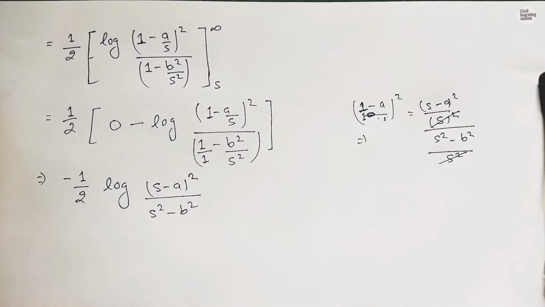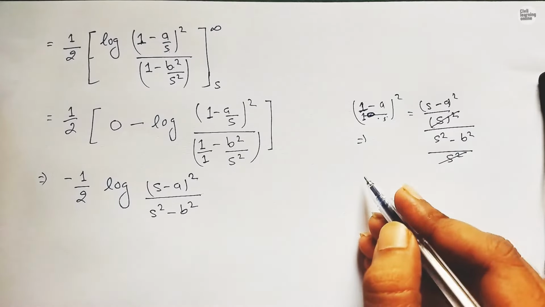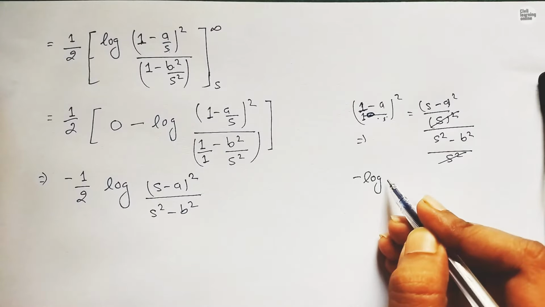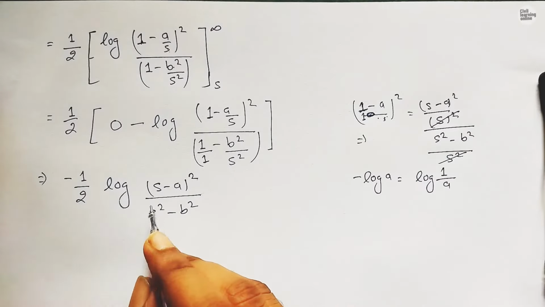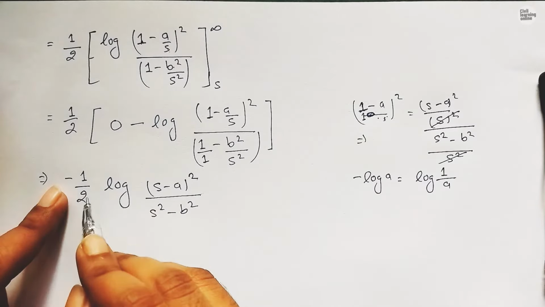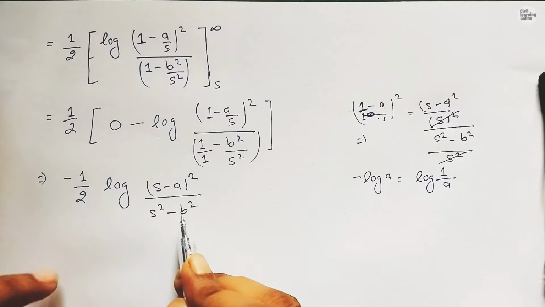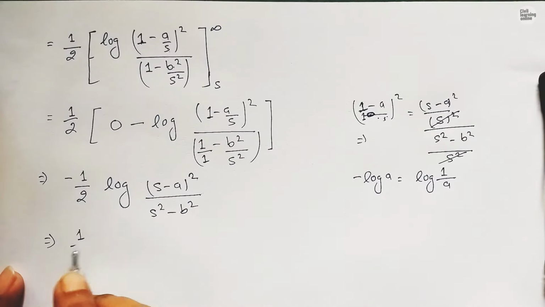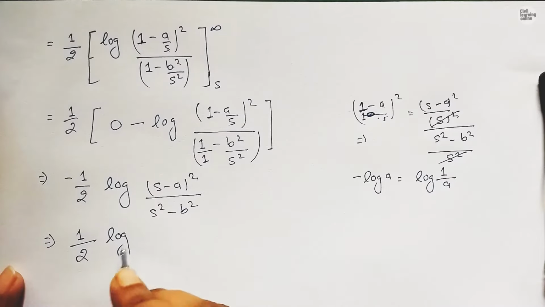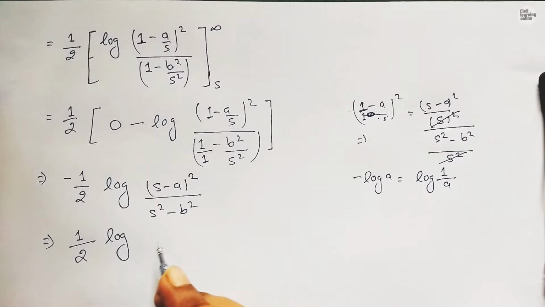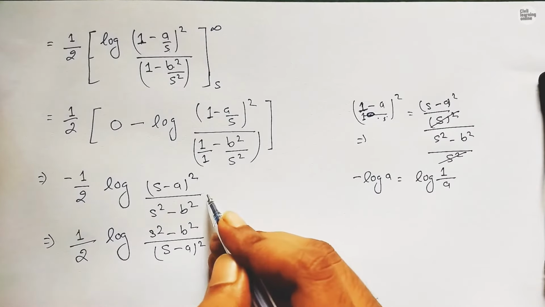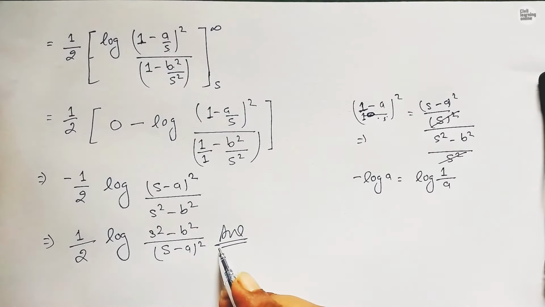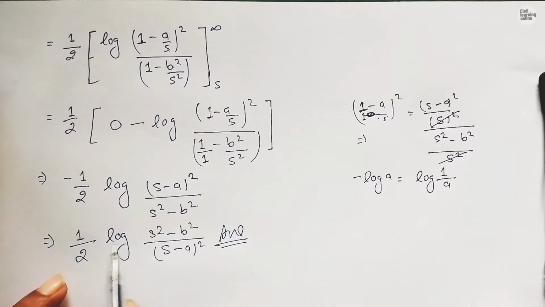Now there is one more concept, that is minus log a equals log 1 upon a. So what happens here, minus 1 by 2 log (s minus a) square by (s square minus b square), we can interchange to remove the minus sign. So numerator will become denominator, denominator will become numerator. So we will have here (s square minus b square) upon (s minus a) whole square. This is our final answer. You can leave it up to here also, or you can proceed one more step, that is up to you. But I hope you understood this method.